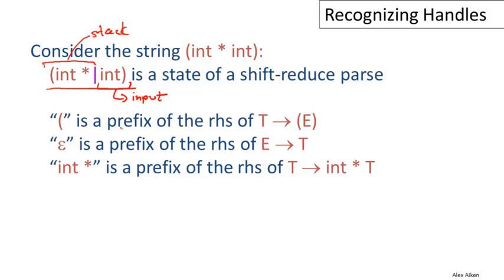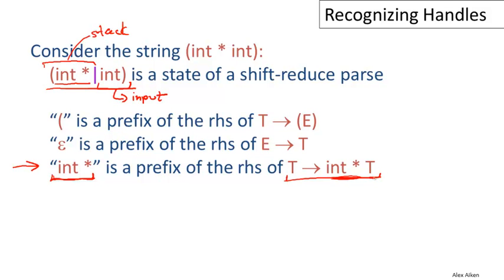Okay, and so what items would record? What is the stack structure here, and how do the items record it? Well, let's start here at the bottom. Let's actually work from the bottom up. So we have int star at the top of our stack. So this is the right-hand side that we're currently working on, and that would be a prefix of this production. T goes to int star t. Okay, so what this says is that we've seen int star so far, and we're waiting to see t.